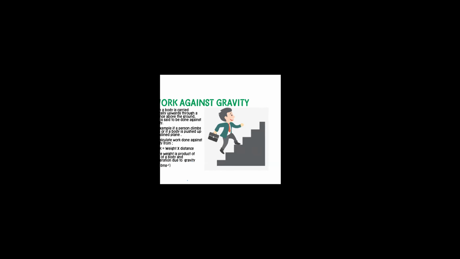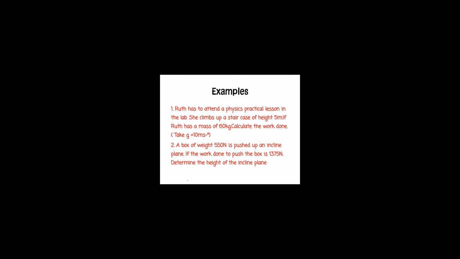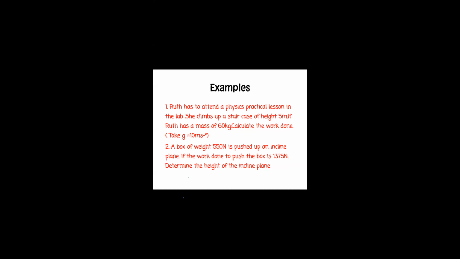And we have also seen examples 1 and 2. I can take you through example 2 here, where we have a box of weight 550 newtons pushed up an inclined plane. If the work done to push the box is that, then they are asking us for the height. Now you see that in this case, we have the weight, which is now our force, 550. We have our work done, which is 1375 joules, but we don't have the height or the distance.